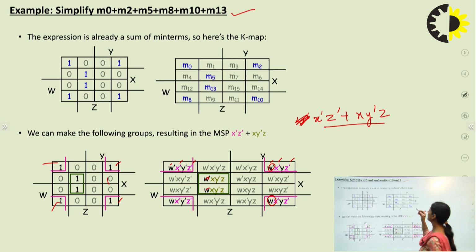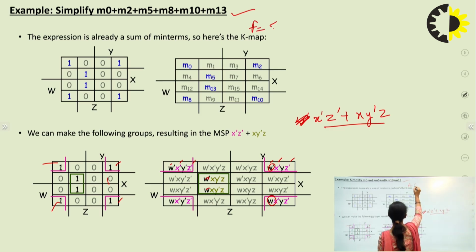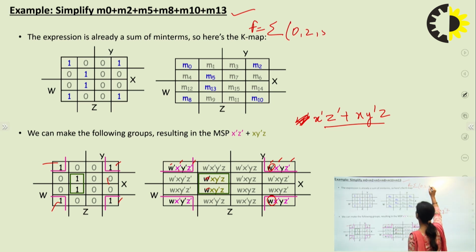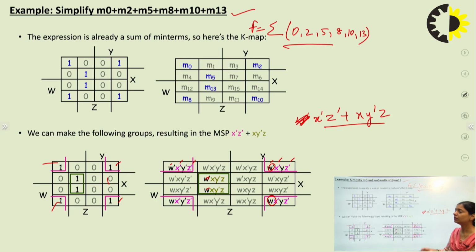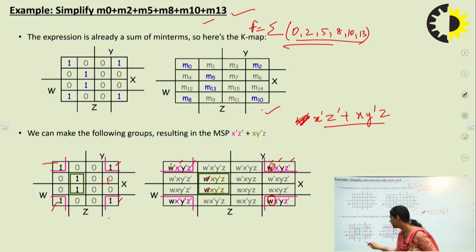This can also be written as F. You can get the question as sigma of 0, 2, 5, 8, 10 and 13. Either you get the question like this, or you can get the question like this. Whenever you get the questions of this sort, we'll be forming the K-map like this. The first step would be forming the K-map like this, where you will be entering the ones at all the places wherever we have these values given to us. So we have done that over here.